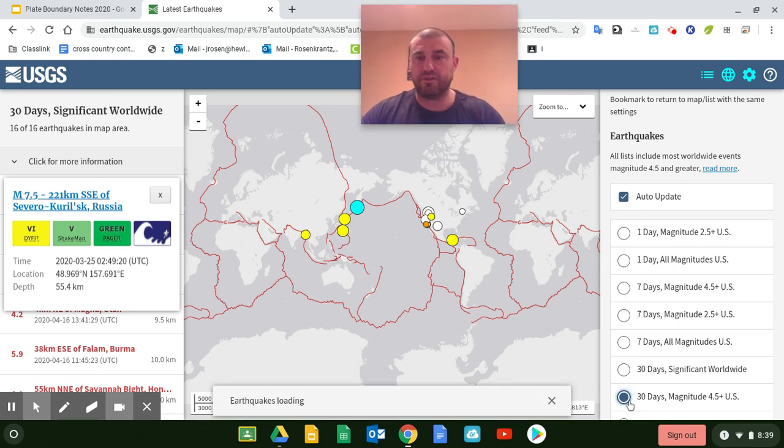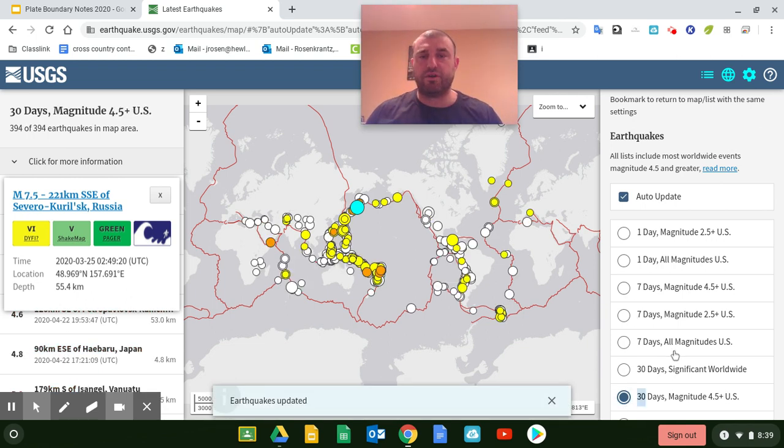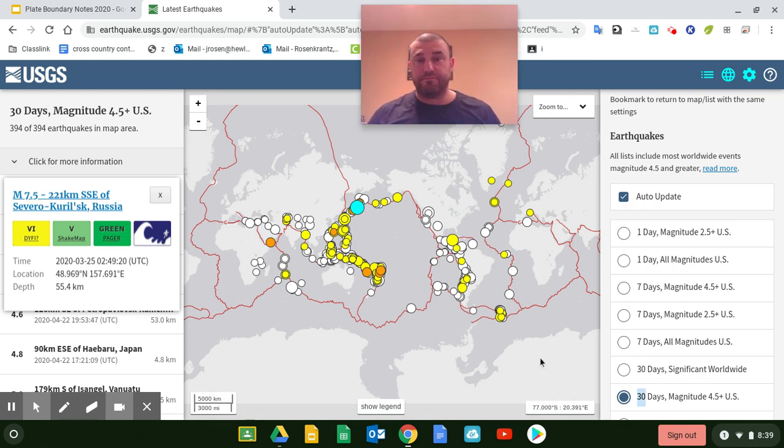Nothing's working properly. 30 days. Okay, here we go. So this is 30 days of 4.5 and over. So that's not considered as significant. But if you notice, you're really starting to map out specific areas. And if we let this go for years, all these red lines will be covered with dots. And that would be our plate boundaries.